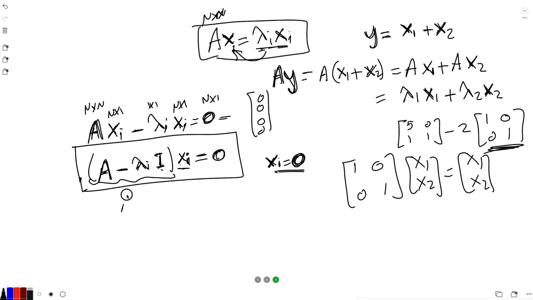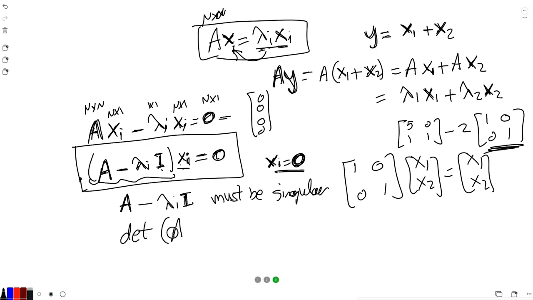It means that A minus lambda I times I must be singular in order to have a non-trivial singular value vector. Okay, how to make this singular? It means that the determinant of A minus lambda I times the identity matrix I must be 0.